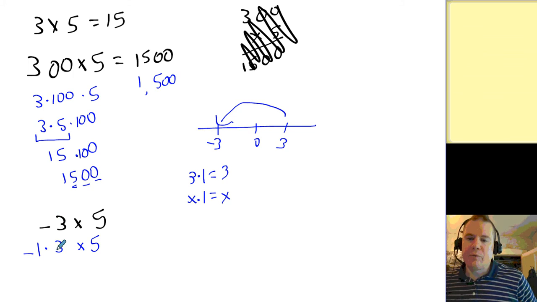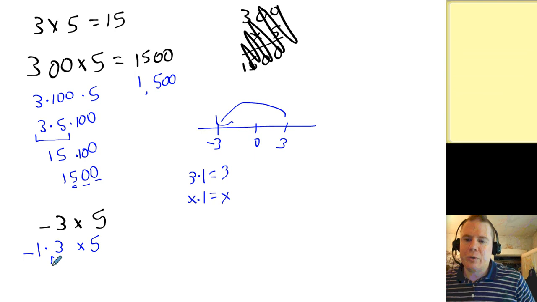So -1 times 3 times 5. I'm mixing up my two times symbols, but they both mean times. Well, I can associate 3 with the 5. 3 times 5 is 15. So I have the opposite of 15, -15.